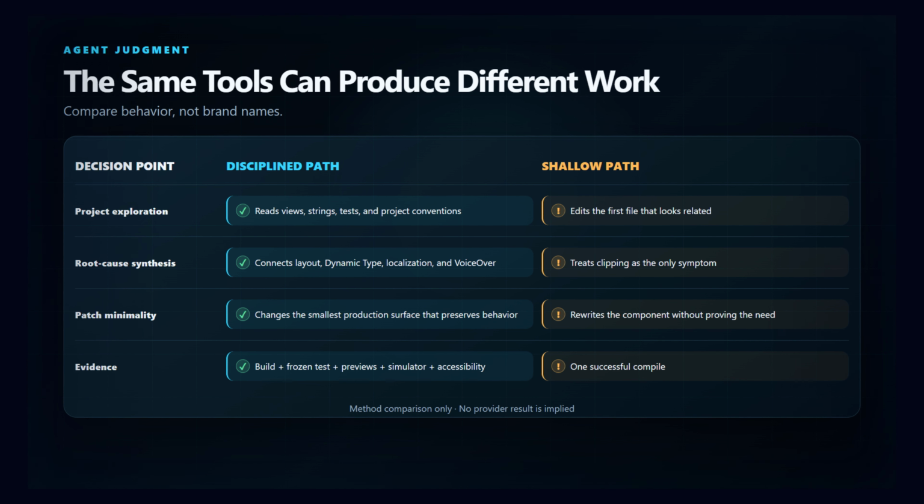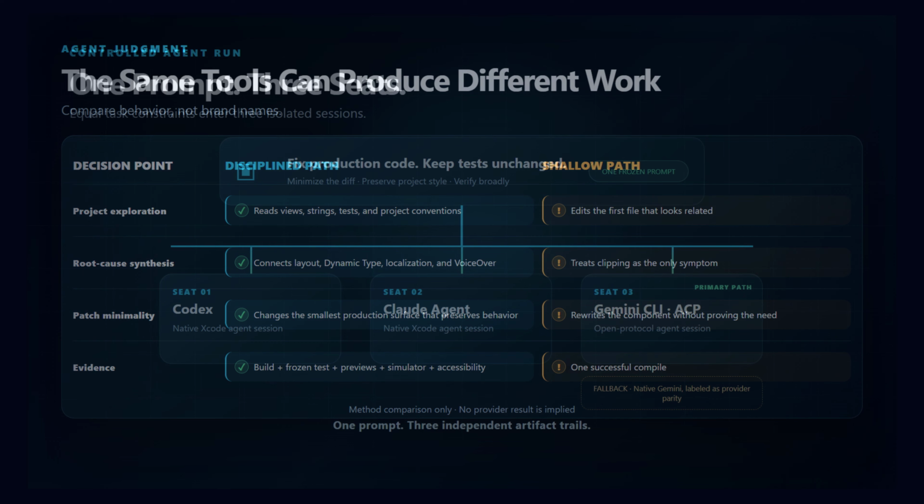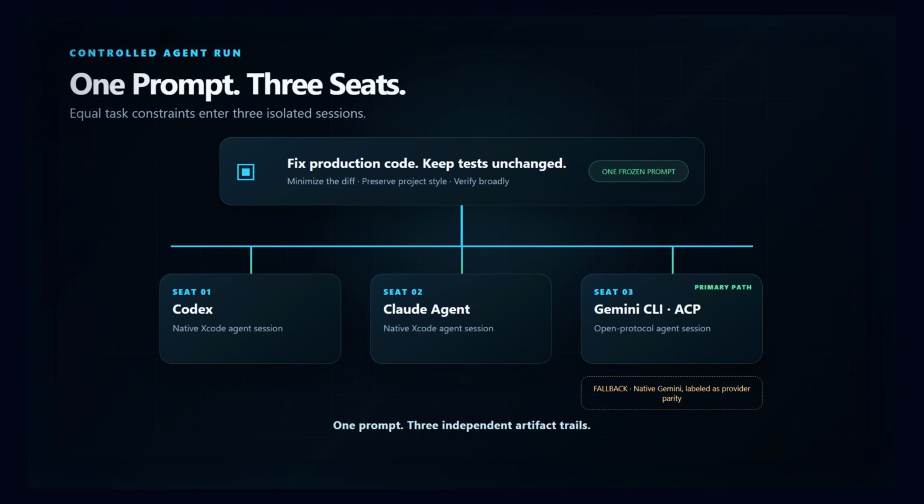Then watch the patch. A strong run preserves the test, follows the existing style, changes only presentation and localization code, and uses several validation tools. A weak run may compile while missing the customer bug, rewrite unrelated layers, or declare victory after one green check. The unit under test is the whole stack: model, harness, instructions, effort, tool policy. The clean comparison set is Codex, Claude Agent, and Gemini CLI through its documented ACP mode.